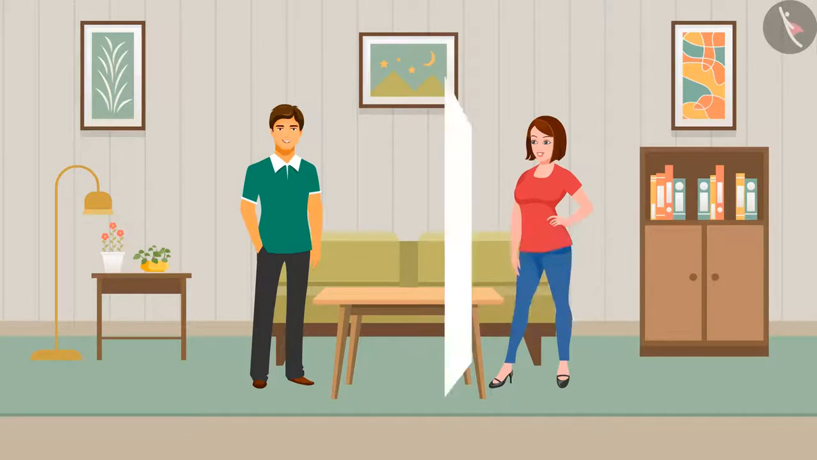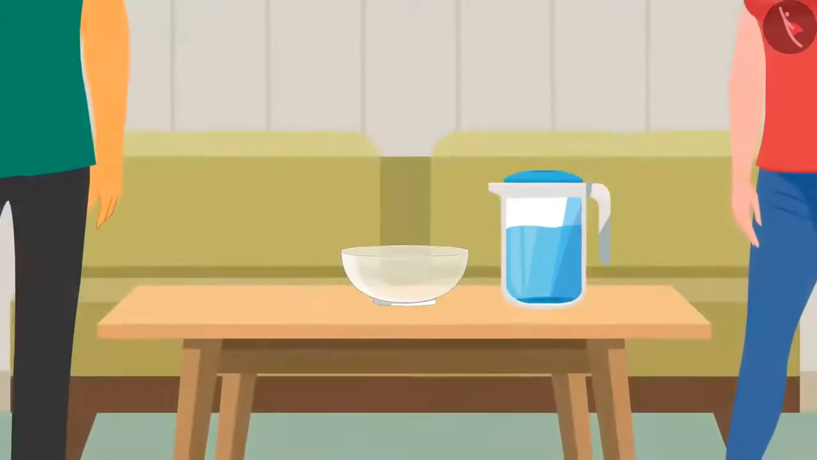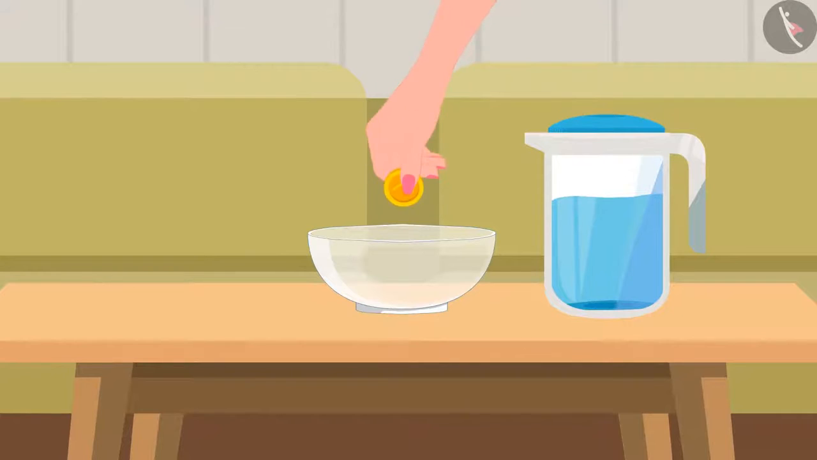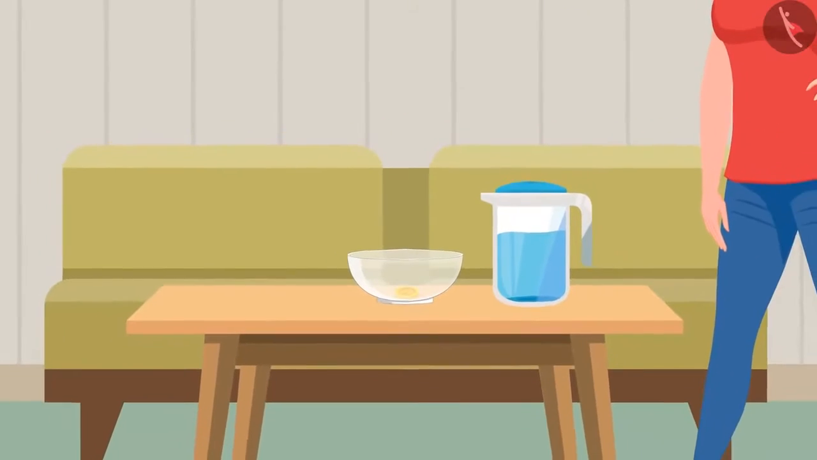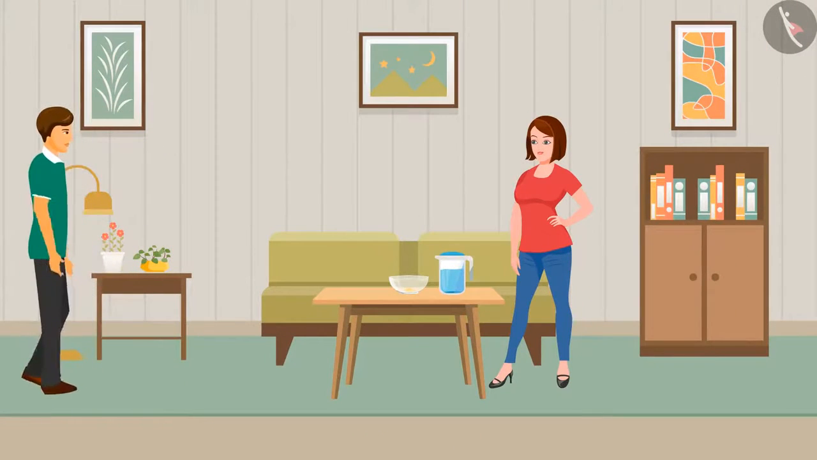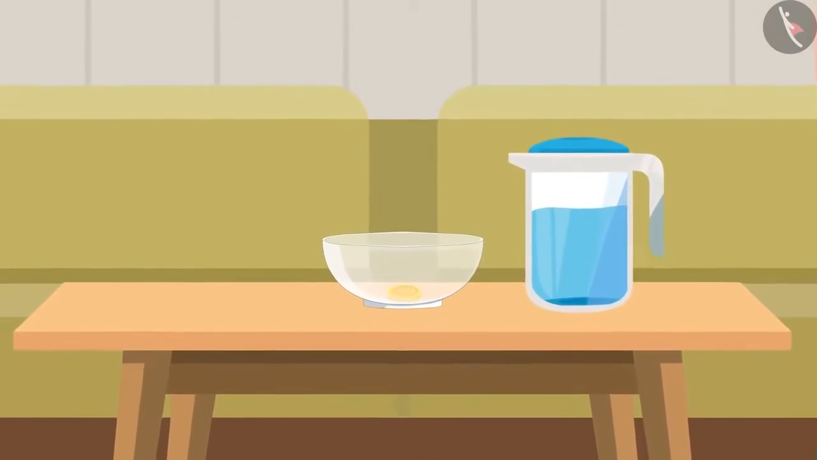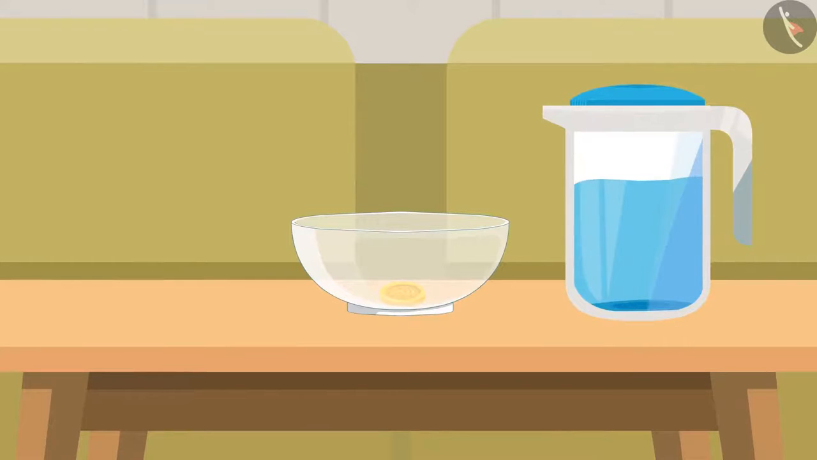To perform this activity, we need a bowl, a coin and water. I put this bowl on the table and put the coin inside the bowl. Rahul, can you see the coin? Yes. Very good. Now slowly move backwards from the table until the coin is not visible. Can you still see the coin? No. Now I am going to put water in the bowl without moving the coin from its position.